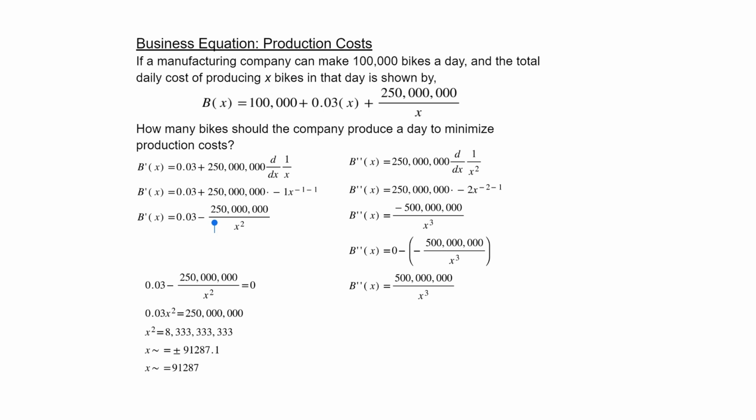But since we know that bikes are going to be positive and we're not going to be making negative bikes, we're going to get rid of that negative and just say that x is approximately equal to 91,287. And using that second derivative, we know that the equation is going to be concave up as long as x is greater than 0, which it's going to be because we're only going to be producing bikes and not negative bikes, which means that the company is going to want to produce 91,287 bikes a day to minimize their production costs.